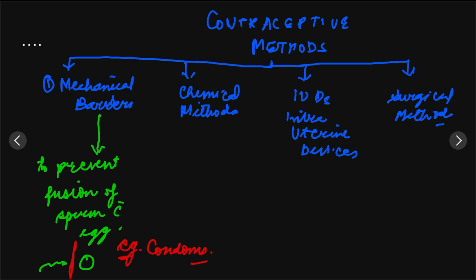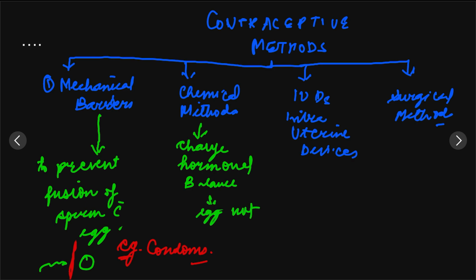After that there are chemical methods, and beta, chemical methods basically change hormonal balance. So that's why the egg is not released, that is, ovulation does not take place. Now if ovulation does not take place, there will be no fertilization, meaning no pregnancy. These are generally pills, for example pills. ठीक है बेटे.